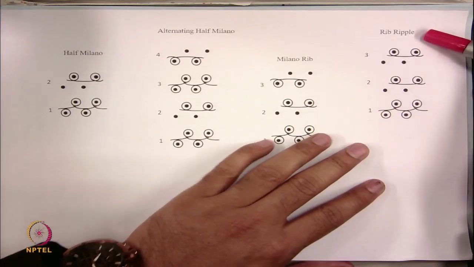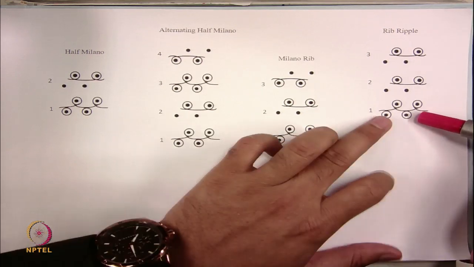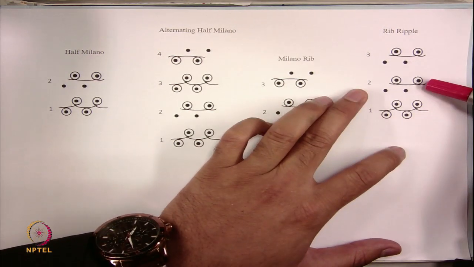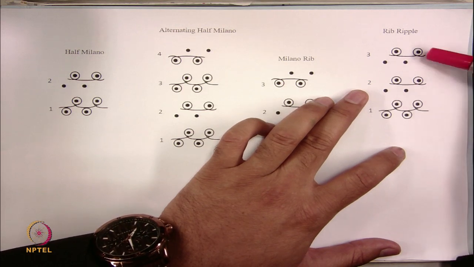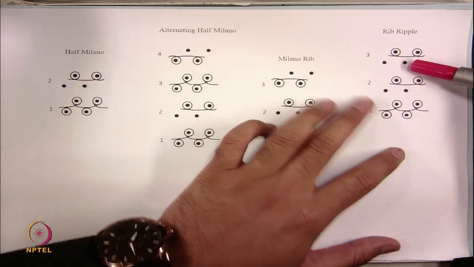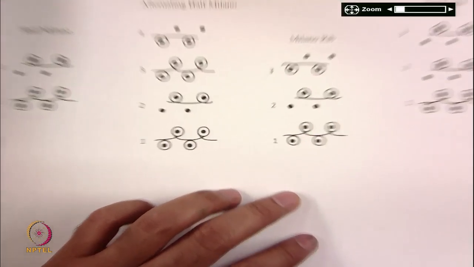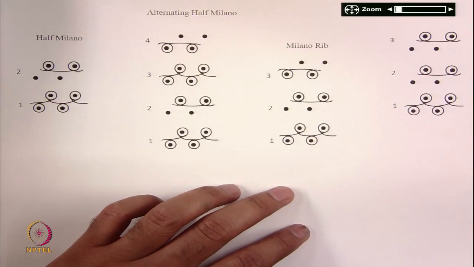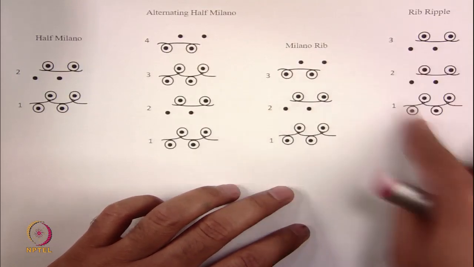Rib ripple, only one bed is making float. So here both beds are making knit. Second course, only back is knitting, front is remaining idle. Third course, back is knitting, front is remaining idle. So Milano rib and rib ripple are different in the sense that only one bed is operating for the float condition.